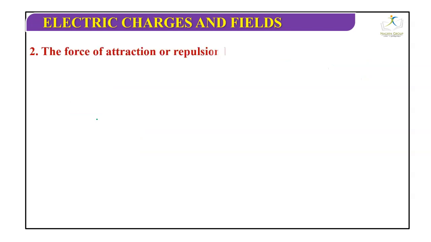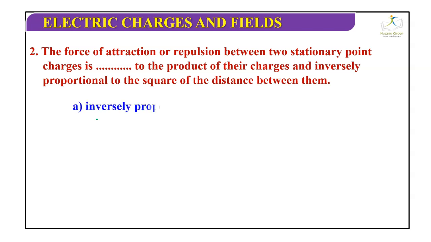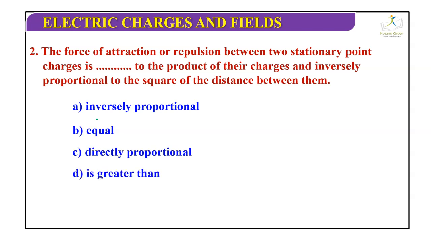Moving ahead with the next question: the force of attraction or repulsion between two stationary point charges is dash to the product of their charges and inversely proportional to the square of the distance between them. A, inversely proportional. B, equal. C, directly proportional. D, is greater than. So the correct answer for this question is C, directly proportional to the product of their charges.